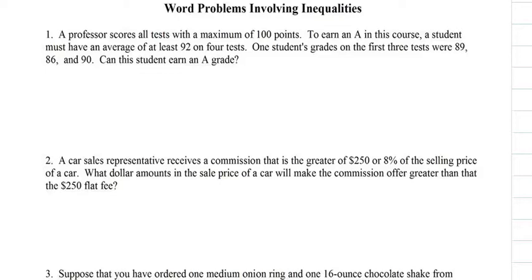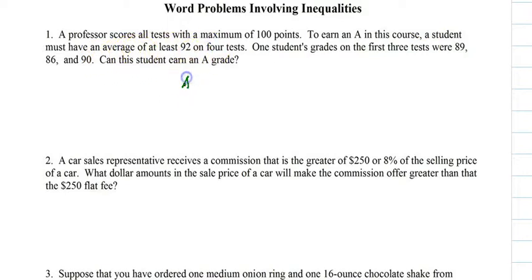This is part 2 of word problems involving inequalities. So let's take a look at the first one. A professor scores all tests with a maximum of 100 points. So every single test is 100. So these are all basically percentages in this problem. To earn an A, a student must have an average of at least 92%.